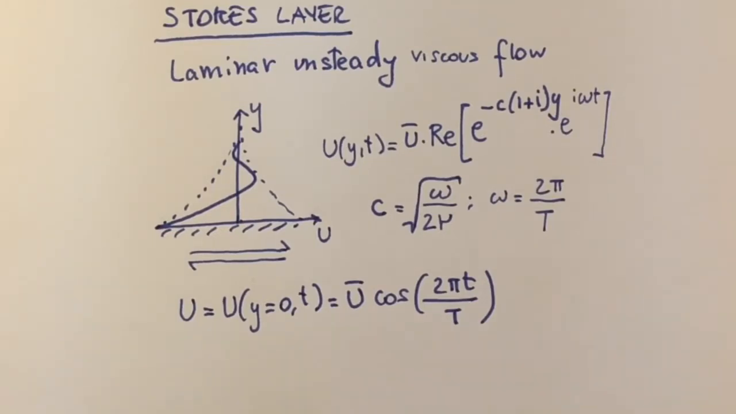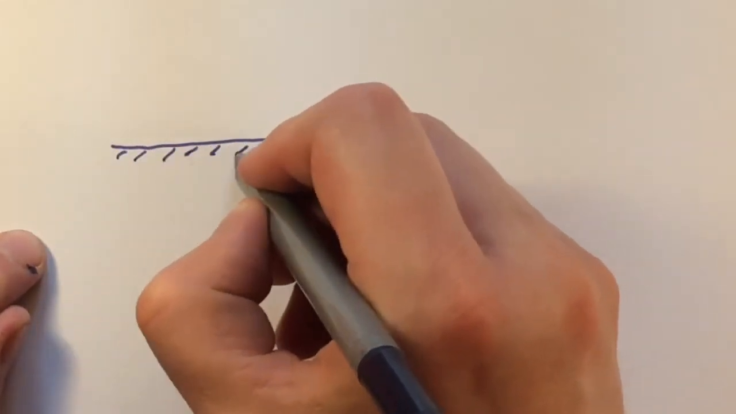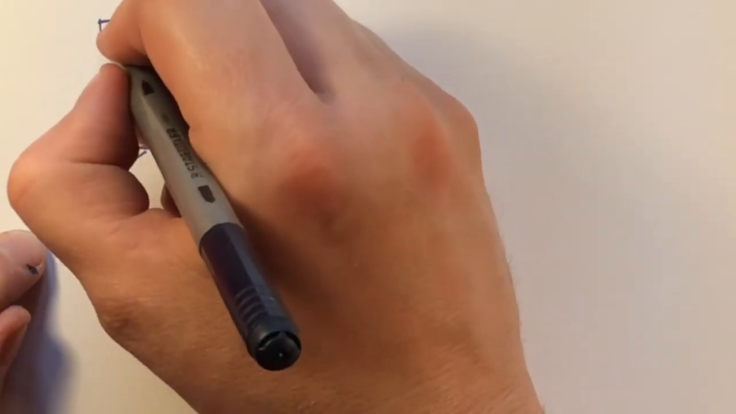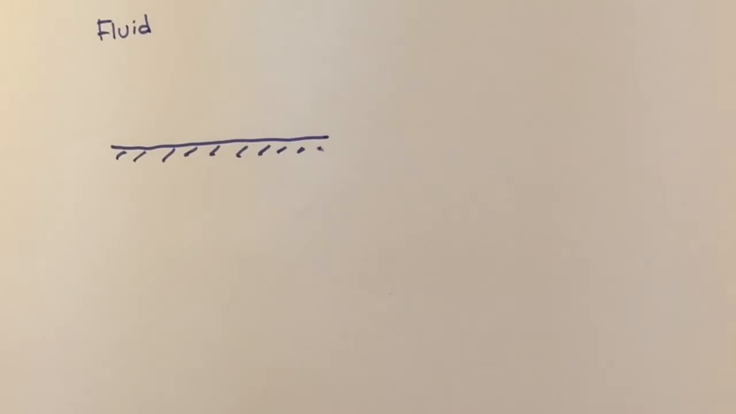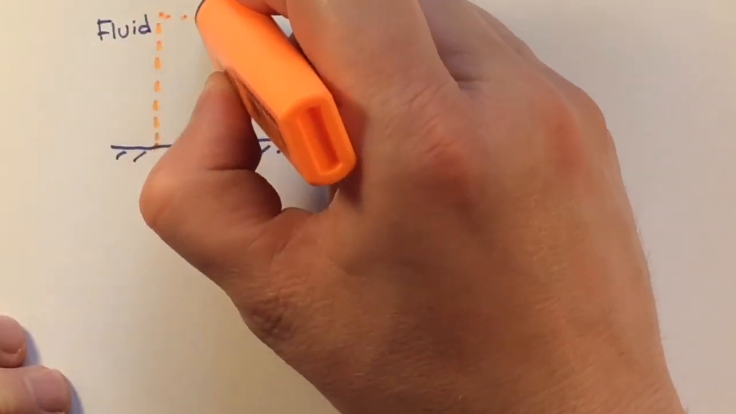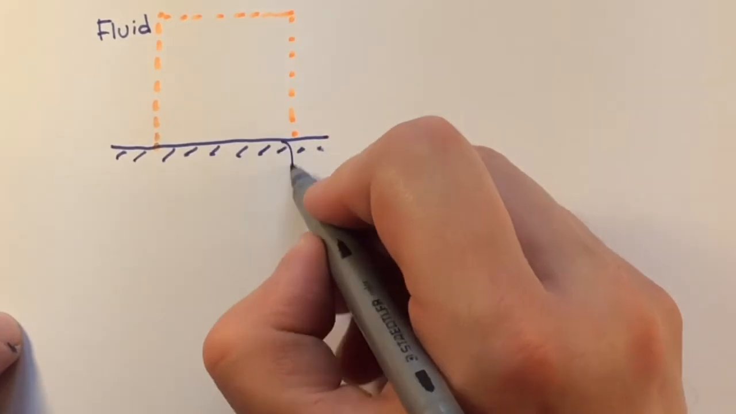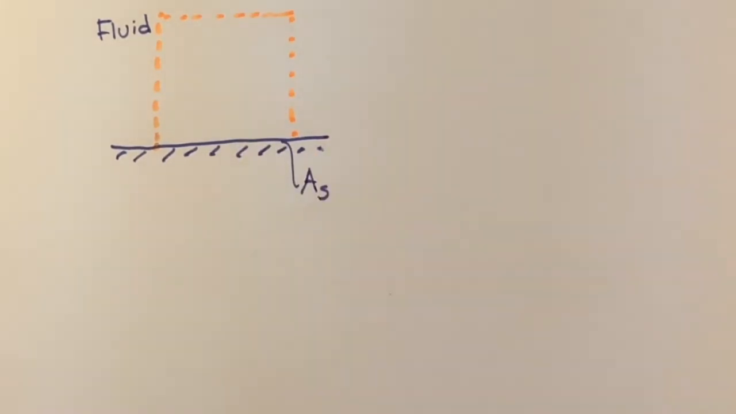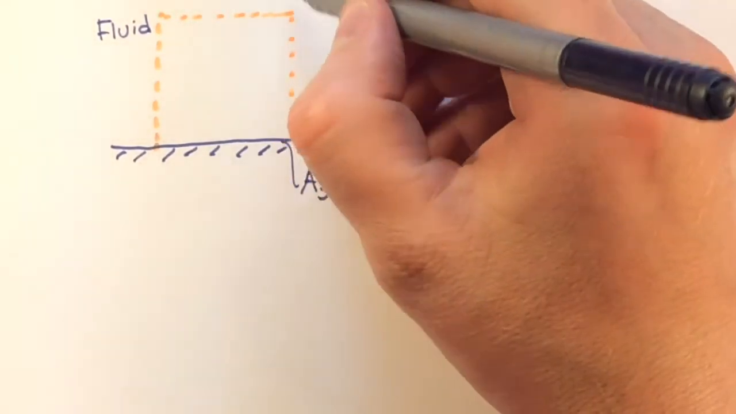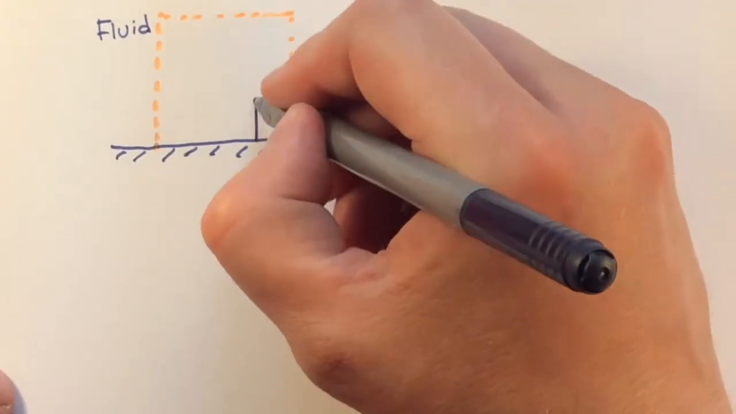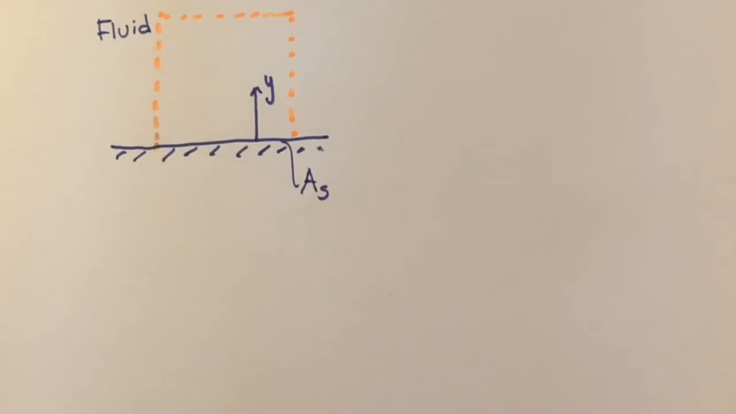And what we want now is to analyze this fluid system from an energy point of view. So if this is the wall and this is the fluid here, then we can define a control volume, and we imagine that this control volume is confined at the wall by a certain area AS, the area of the surface that we consider for the control volume, and we imagine that this control volume extends along the y direction to an infinite distance.